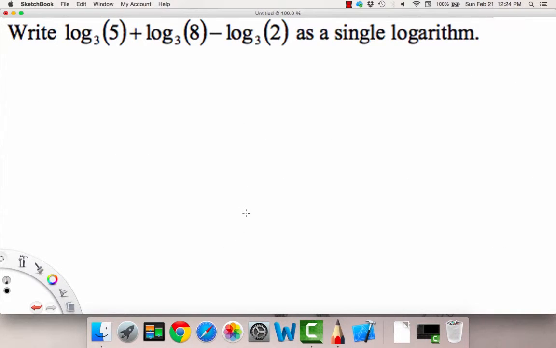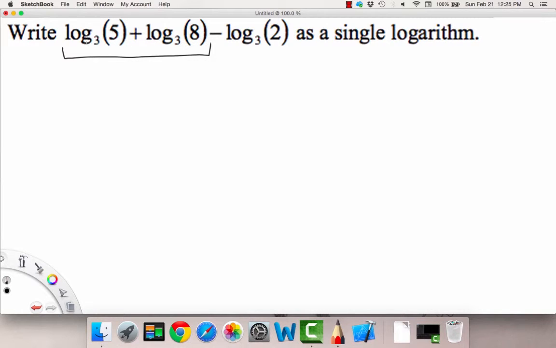Alrighty, so let's do a quick example using the sum and difference properties of logs. So we're going to write this whole expression here as a single logarithm, okay? So as a single logarithm just means that at the end, we only want to see one log written, okay? Not three of them. So let's look at these first two. Let's deal with this first. So we have log base 3 of 5 plus log base 3 of 8.